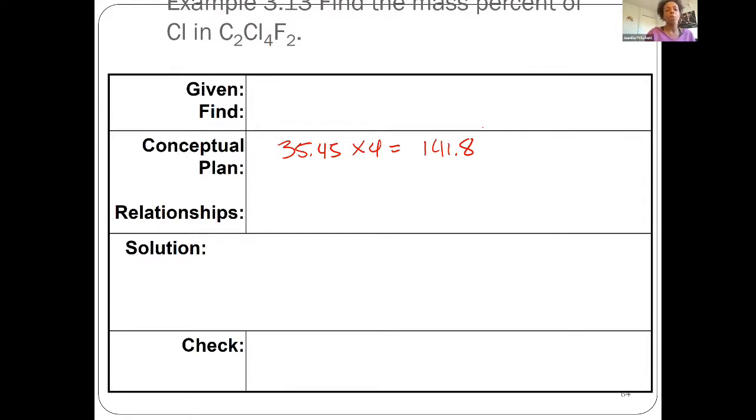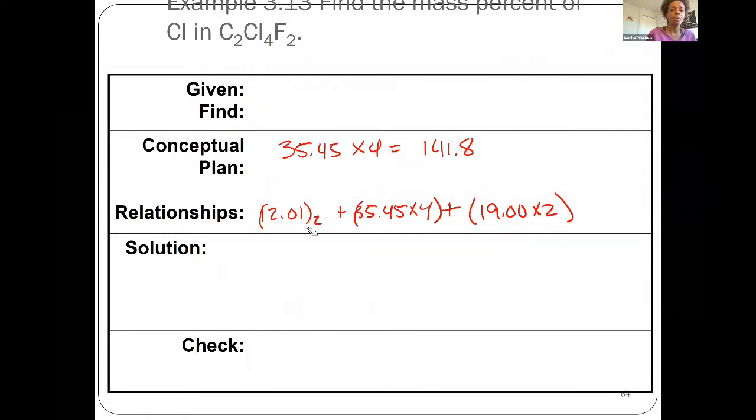The total compound would be carbon's mass, which is 12.01 times 2, plus chlorine's mass of the 35.45 times 4, plus fluorine's mass, which is 19.0 times 2. And so we would have to add all that up to represent the whole mass of that compound. So let's go ahead and do that. So we have 12.01 times 2 plus 35.45 times 4. You could just as simply have plugged in the 141.8 plus your 19 times 2.